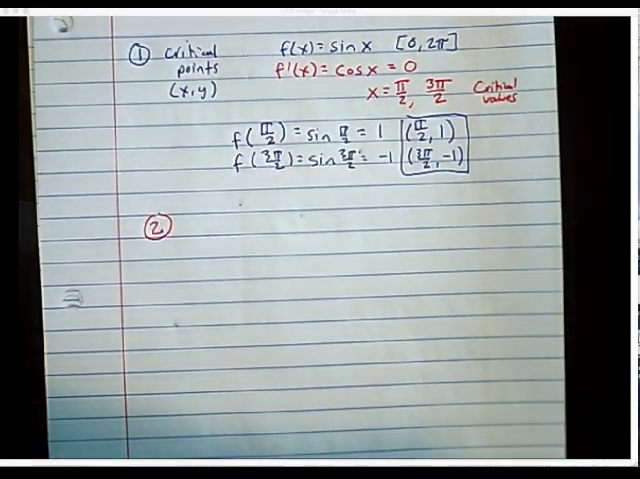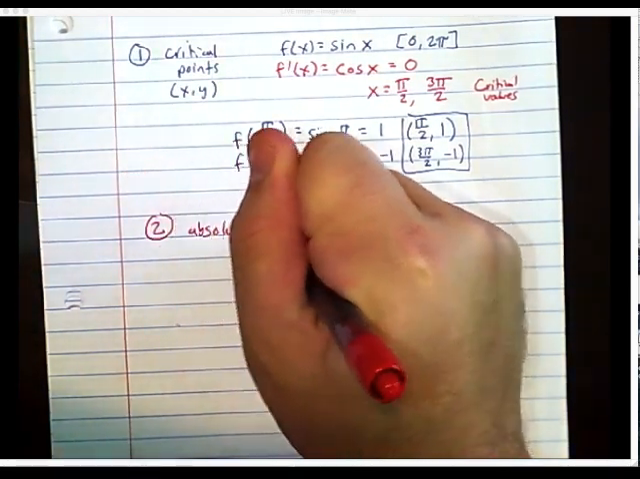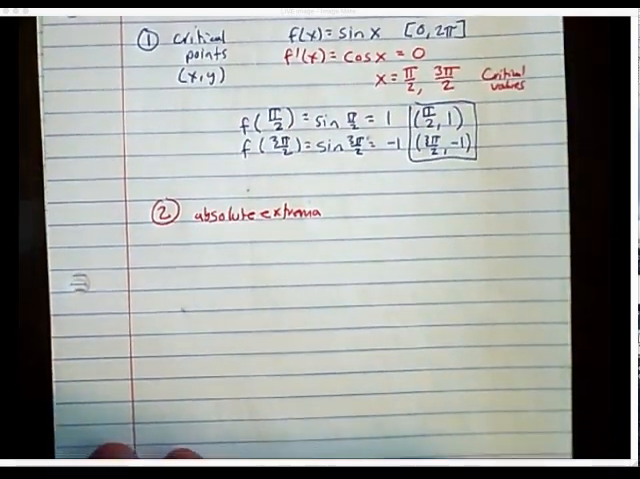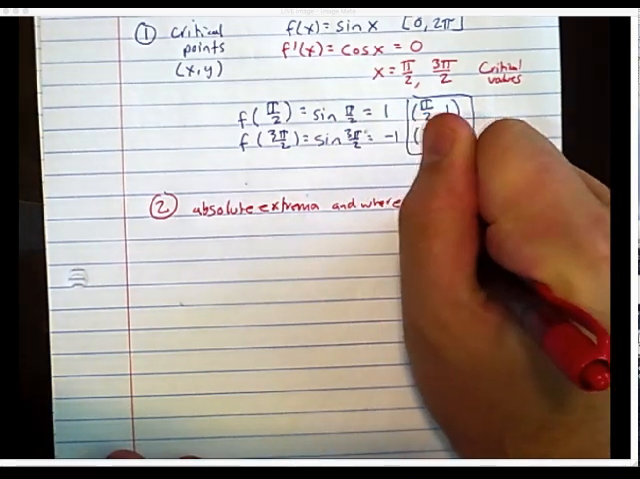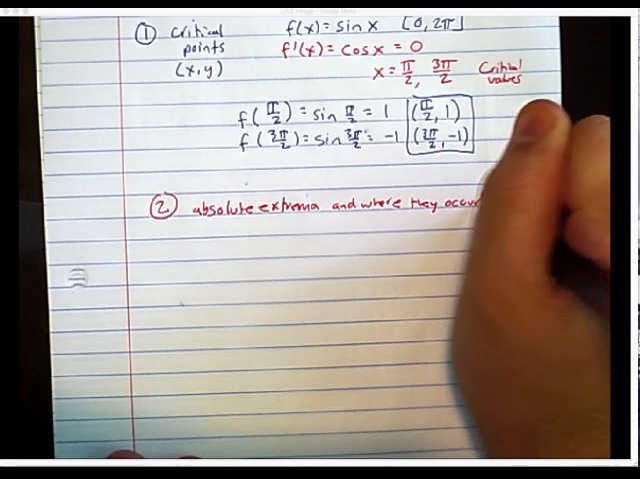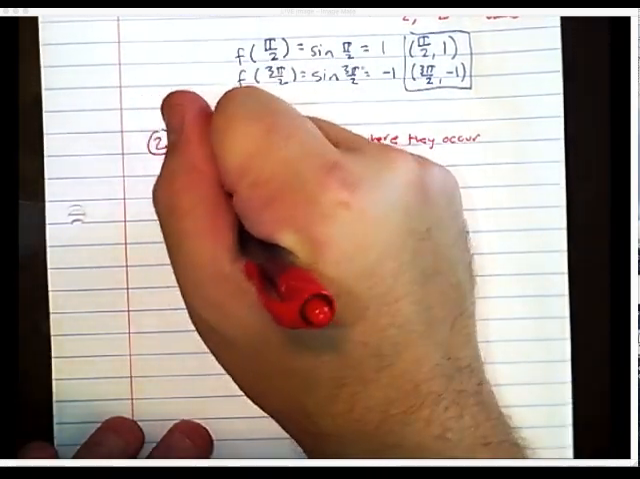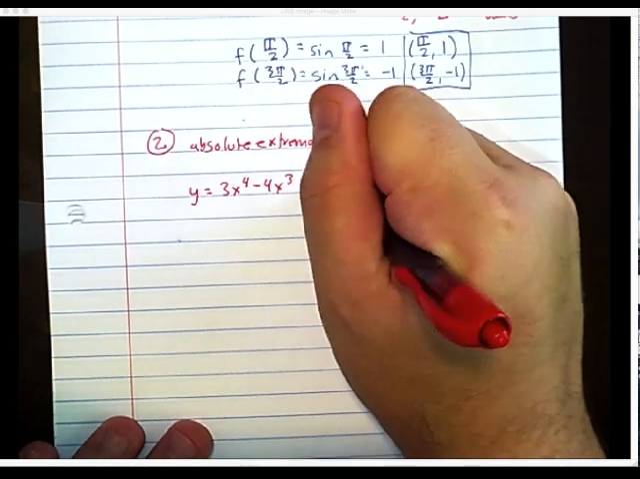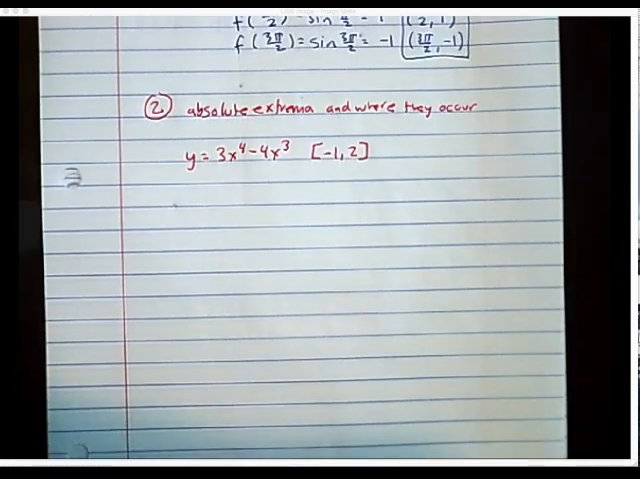The back page, it says for number 2 and 3, determine the extrema. So when they say determine the extrema, they're talking about absolute extrema. Okay. So we're trying to find the absolute extrema and where they occur. So the function on number 2 is y equals 3x to the 4th minus 4x cubed. We only care about that over that interval.